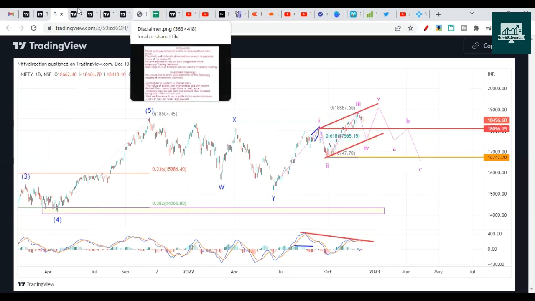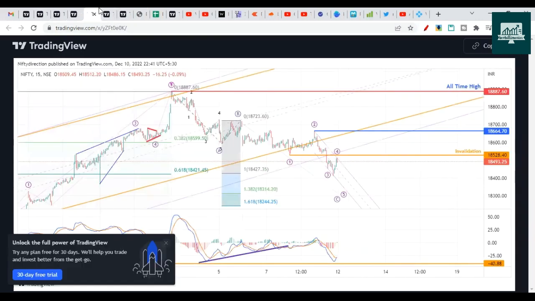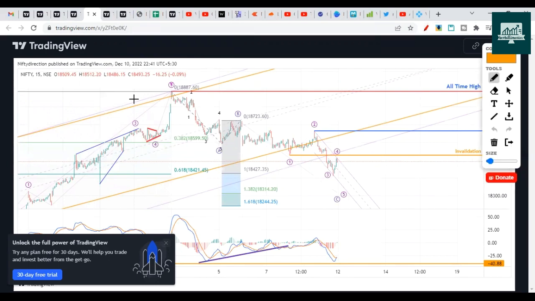Next is the pattern that I'm going to talk about for the next week. So this is again an ABC correction, as I said in the first chart itself, based on the previous week's analysis. This can be a 5-wave sequence, A wave. So this can be a zigzag correction, and this can be B wave. And wave C could have started, which will reach minimum towards these zones.